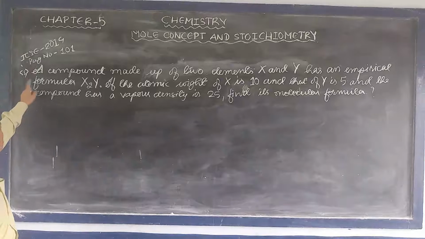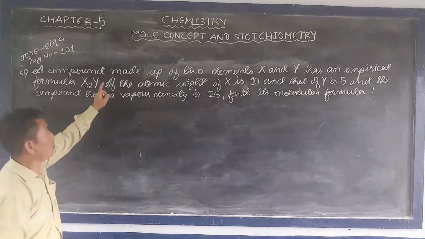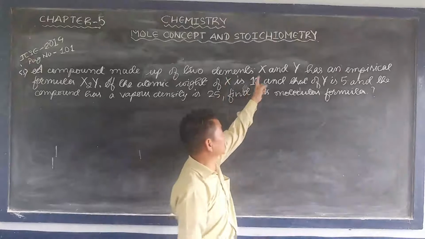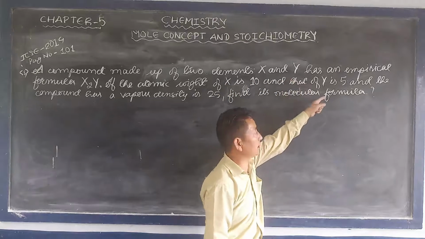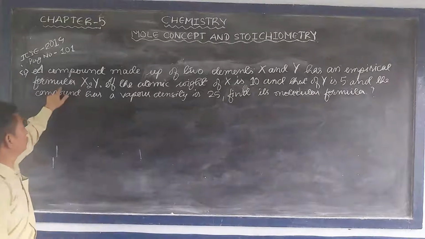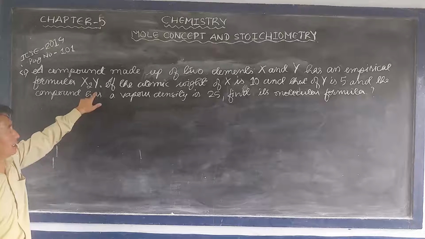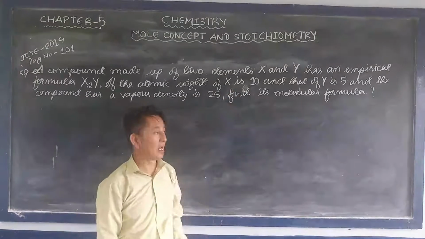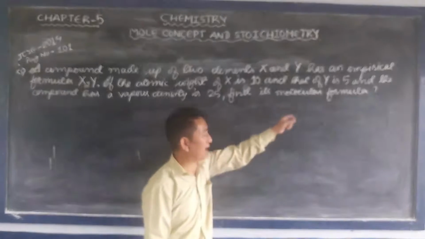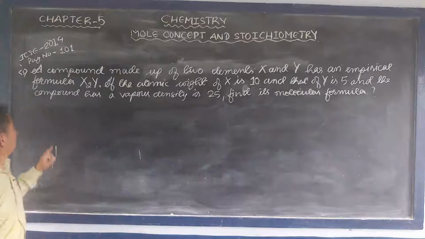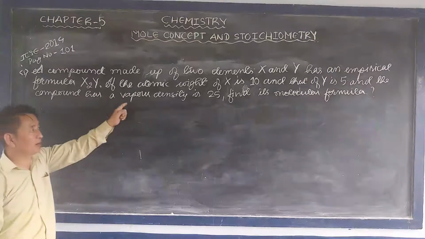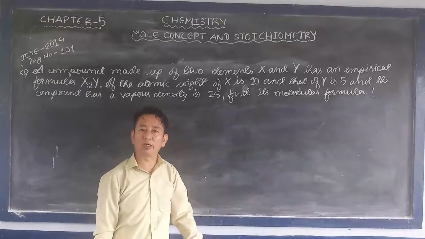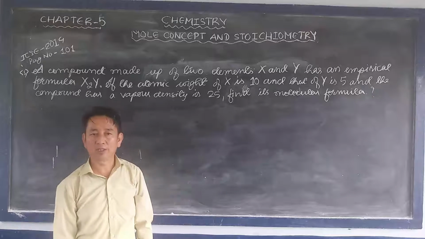A compound made up of two elements X and Y has an empirical formula X2Y. If the atomic weight of X is 10 and that of Y is 5 and the compound has a vapor density of 25, find its molecular formula.